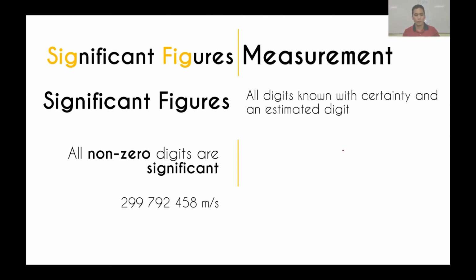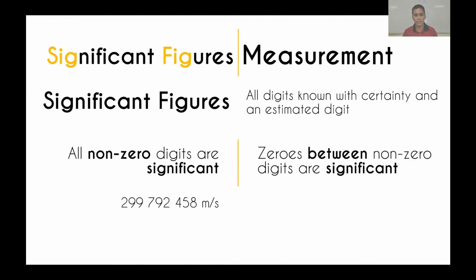Okay, first is zeros between non-zero digits are all significant. So zeros between non-zero digits are significant. For example, 5,010,965 kilometers. Okay, so count the number of significant figures.